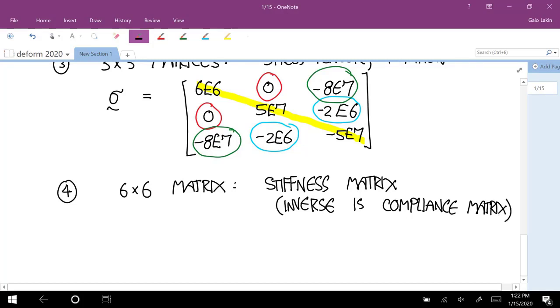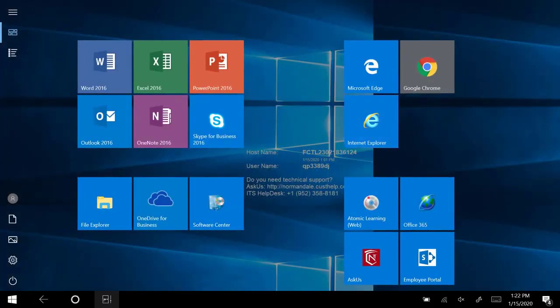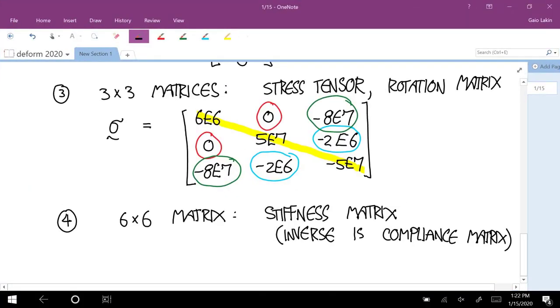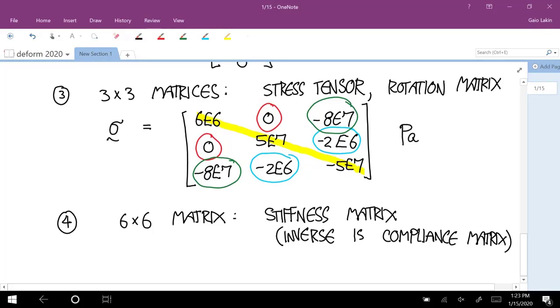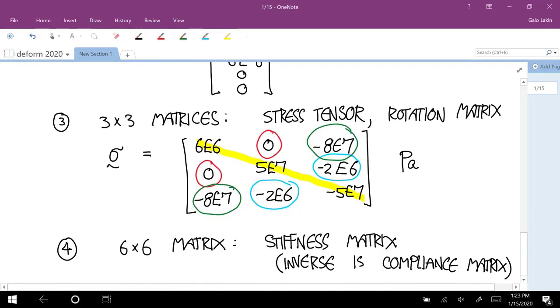Oh, will you do one thing on your notes? I forgot to put units on this stress tensor in number 3. Just make that pascals. That's SI units for stress. The strain that I showed up above, this Voigt strain, that's already correct. Strain doesn't have any units, but stress is units of pressure.